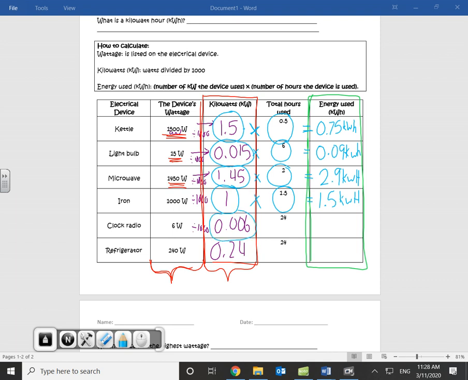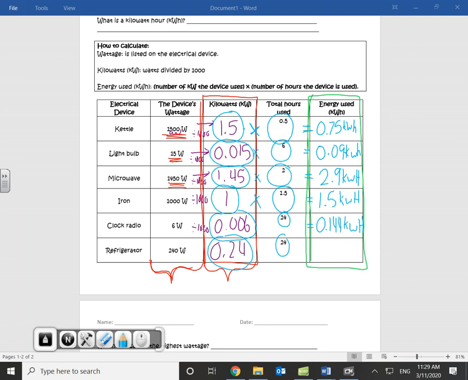Next column, we've got the clock radios, which is basically like an alarm clock. In the days before we used our phones for an alarm, maybe your parents still have an alarm clock beside the bed, who knows? This should equal 0.144. Give yourself a pat on the back if you got it. And the last one, 0.24 times 24 hours. Because these ones are always on, 24 hours a day basically.